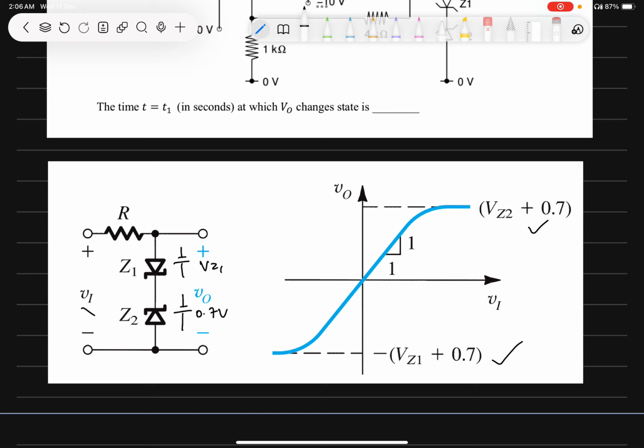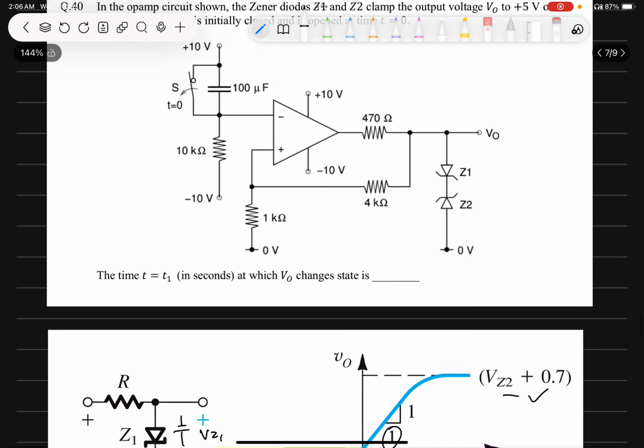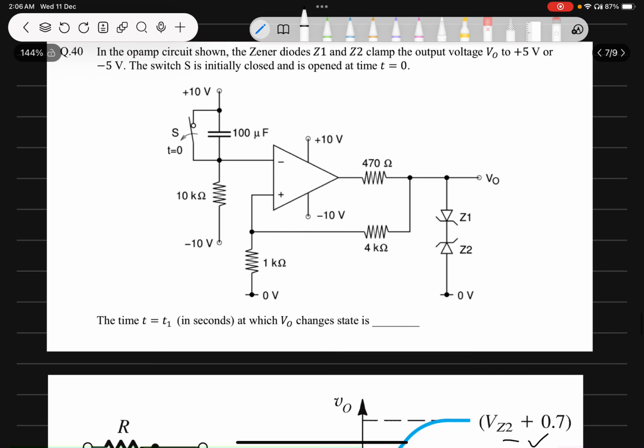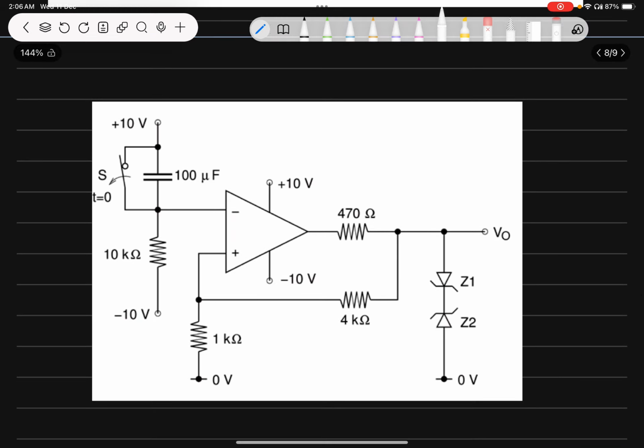So it is basically a clipper circuit which clips the higher values of Vi to this value and the lower values of Vi to this value, passing all those in between with slope equal to 1. Okay. So with this knowledge of this particular circuitry, we move forward to solve the problem. First of all, we'll analyze the initial situation when the switch is closed.